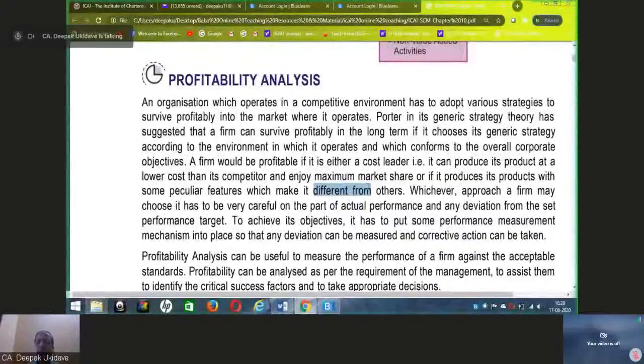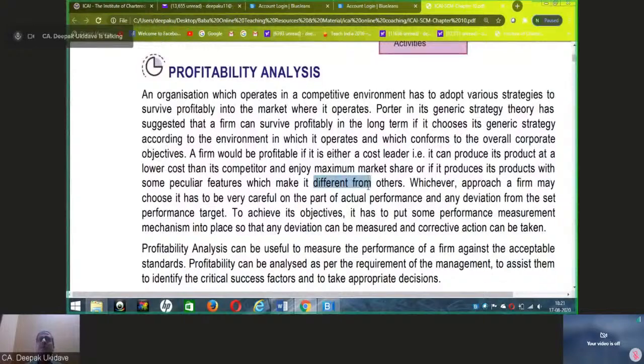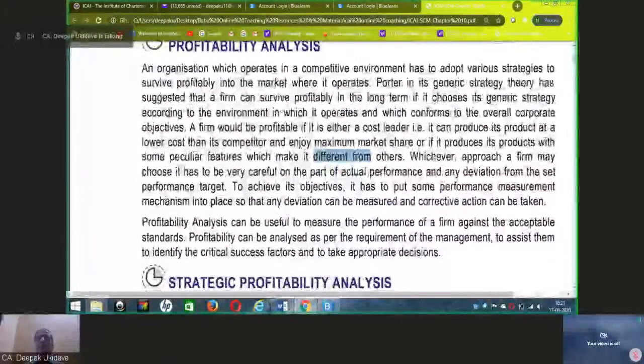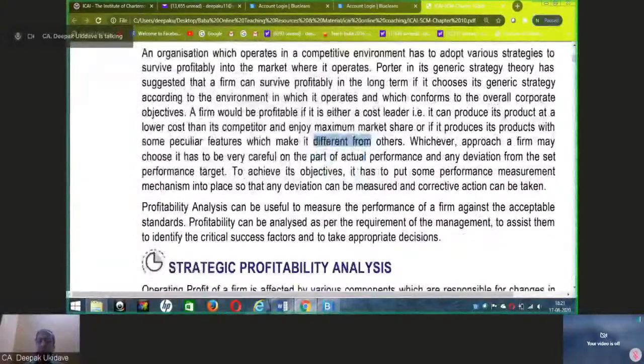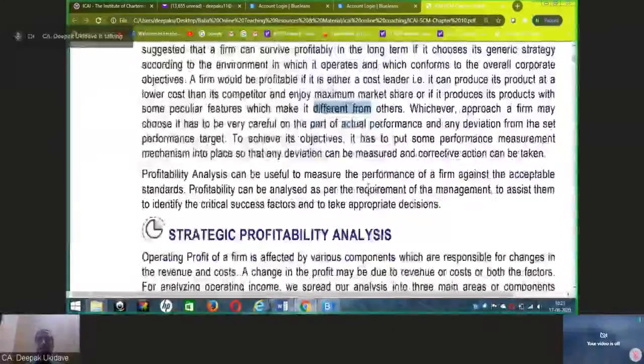Whichever approach a firm may adopt, finally it will have to compare the actual performance with the standards. Standards have to be laid down and then we find out the deviation, the variation of actual from the standard, so that necessary corrective action can be taken. So profitability analysis is mainly to achieve this objective of correcting the loopholes or weaknesses in our operations, so that the organization can consistently perform well and achieve its target profit on a sustainable basis. With this basic understanding of profitability analysis, let us concentrate on 3 factors.